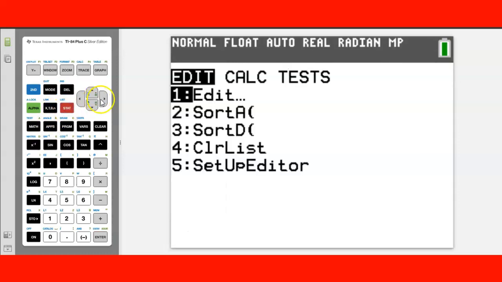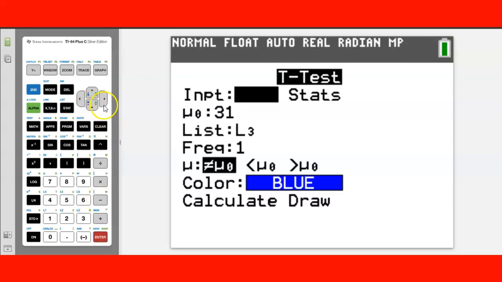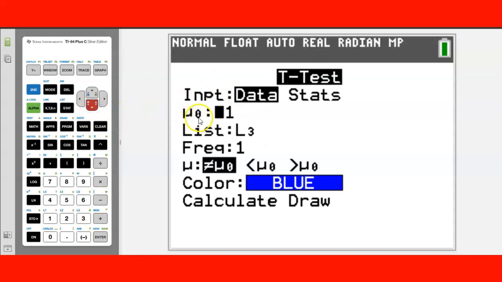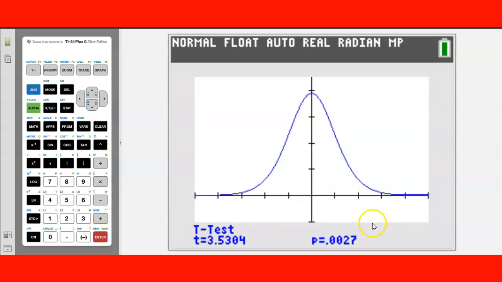So, stat, tests, t-test, data. The mean from my null hypothesis is 0. I'm building a whole distribution around the idea that there is no difference. But my stuff is in list 3. Now, how did we have our hypotheses set up? Our alternate hypothesis is that maybe the mean is something bigger than the mean from the null hypothesis. And so I go out here, I draw it, and it says, oh, that's weird.